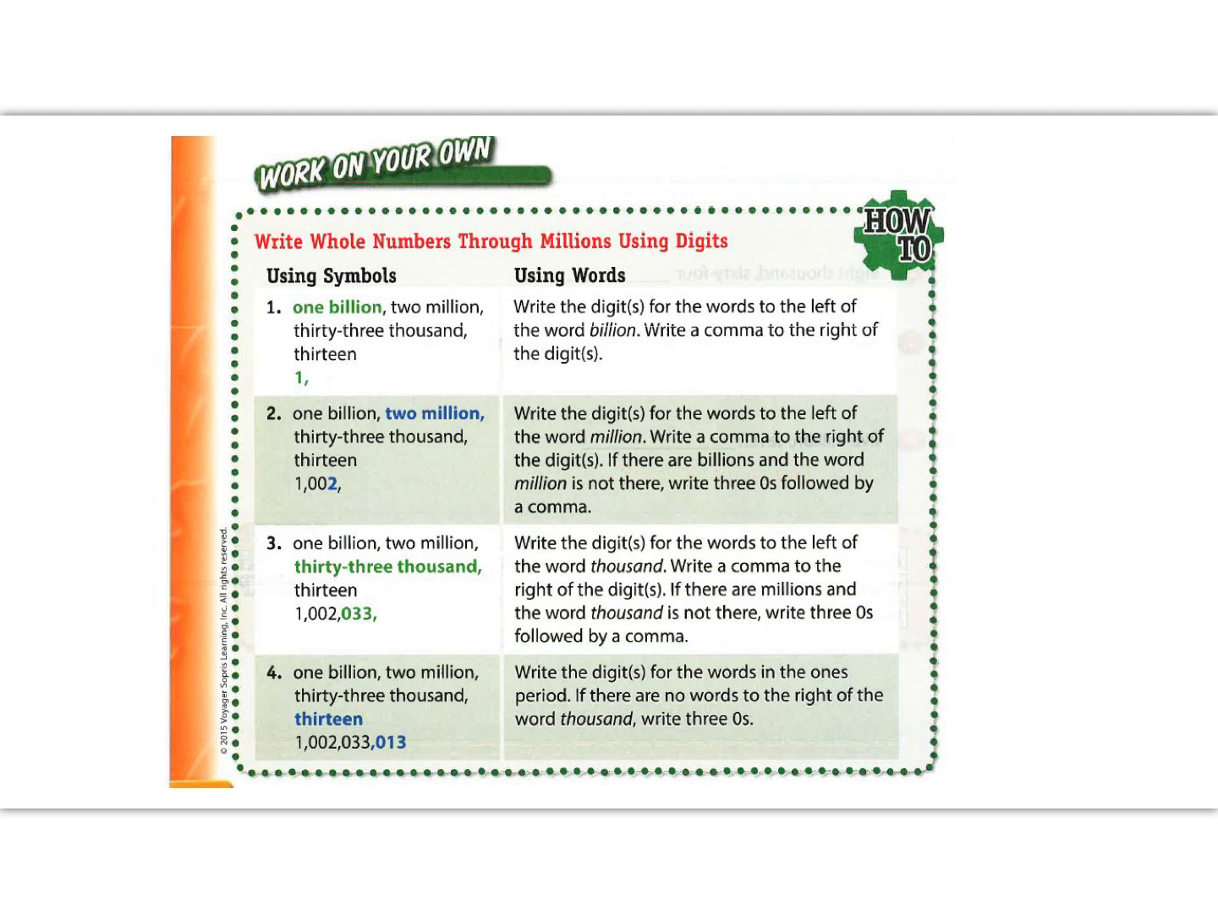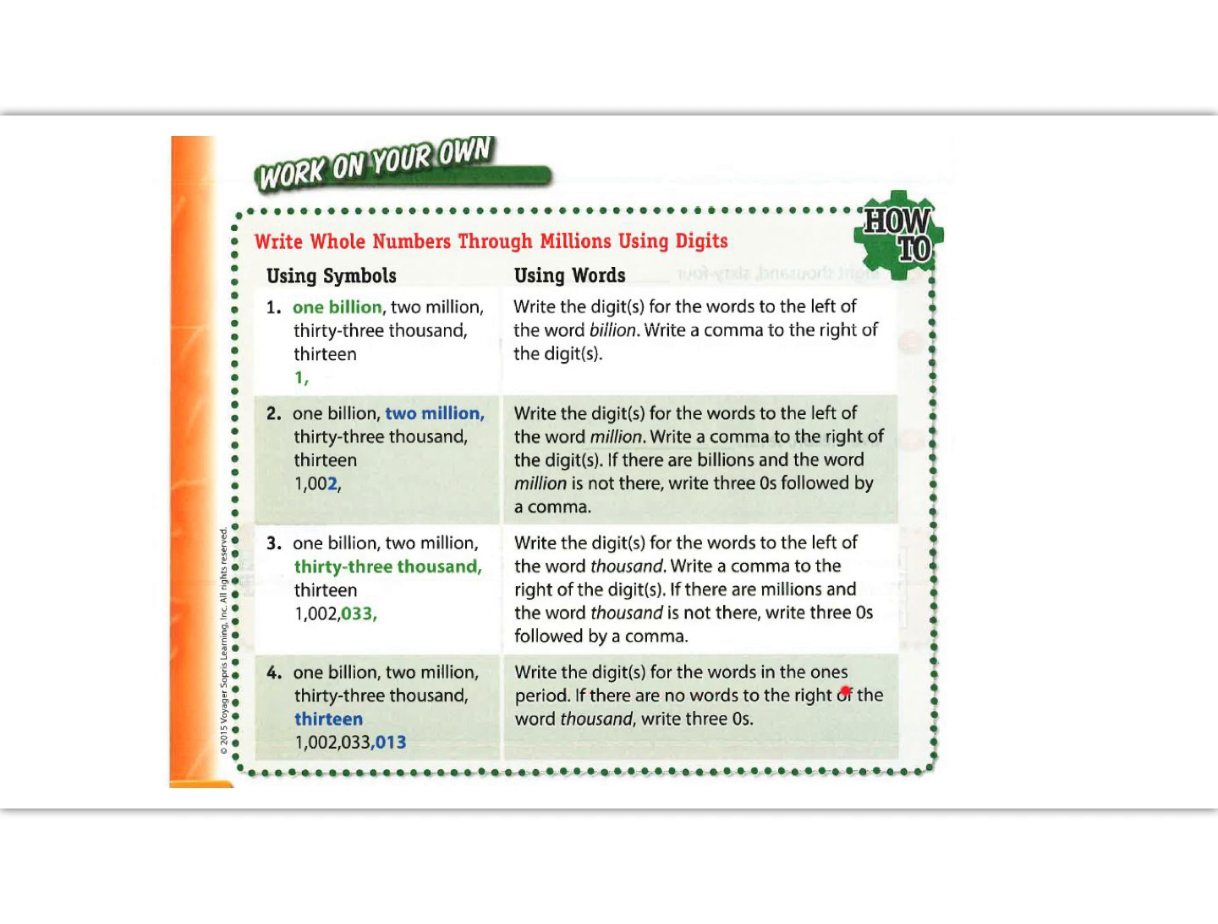If there are billions and the word million is not there, you would write 3 zeros and a comma. So in this case, there's only 2 million, but if it just said 1 billion and then there were no millions, you would write 0, 0, 0. The next one down here is in green, 33,000. So it says write the digits for the words to the left of the word thousand. Write a comma to the right of the digits. If there are millions and the word thousand is not there, then you would write 3 zeros again. But we can see that there is 33,000. So 33,000.